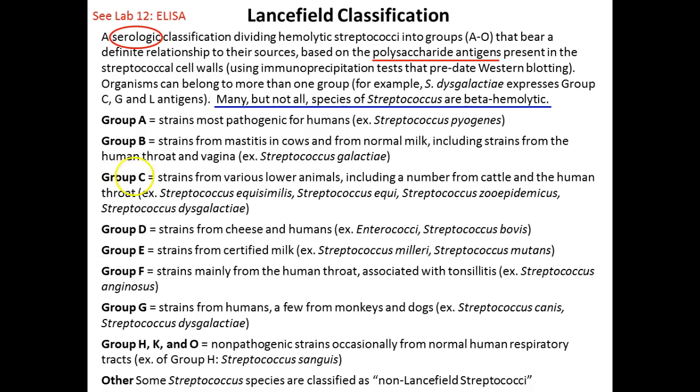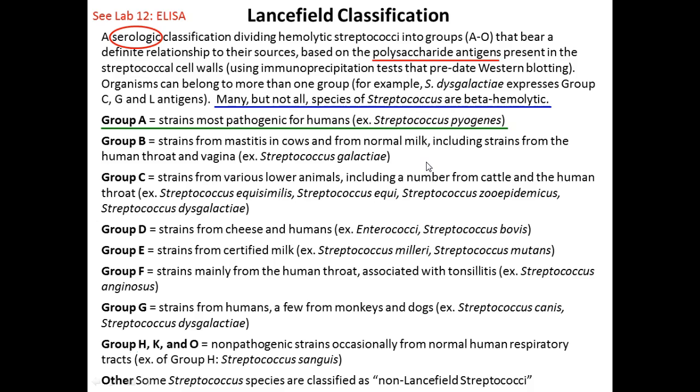So there's numerous groups. Group A of the Lancefield test are most of the pathogenic ones, like Streptococcus pyogenes, which is the one that causes strep throat, right? So this is the one that we're typically looking for. Streptococcus agalactiae falls under the group B, which causes infection for cows, mastitis, infection of their mammary glands, right? It can cause serious problems. And it can be found in normal milk. It includes strains that are even found in our own throat and vagina.